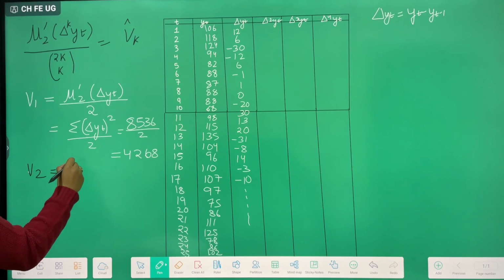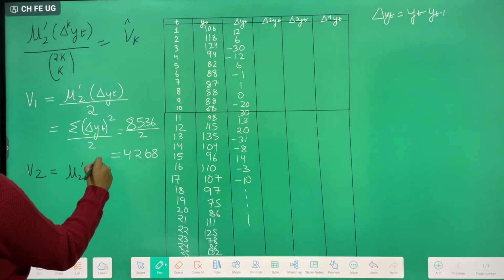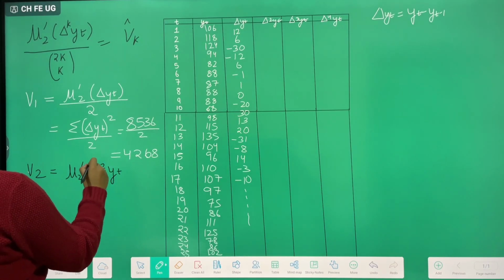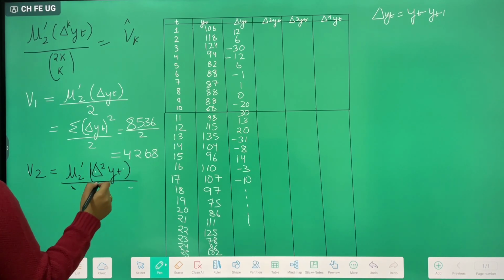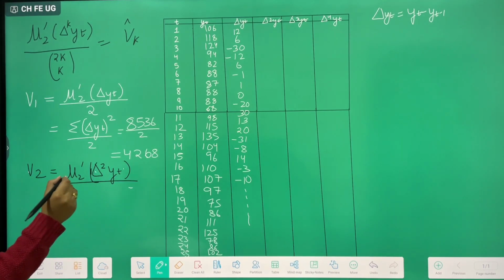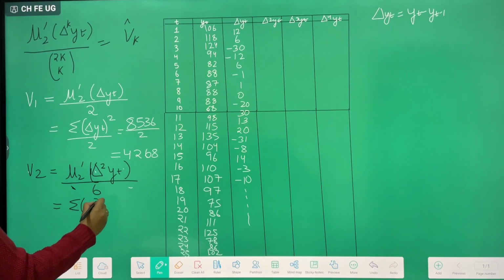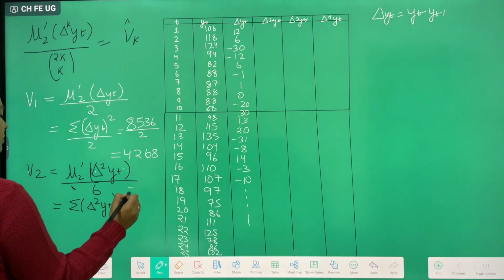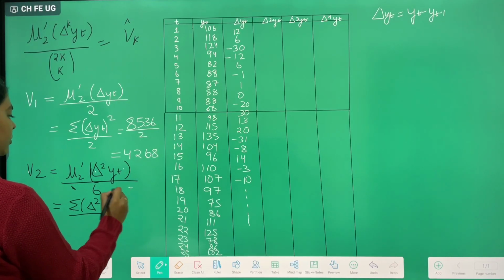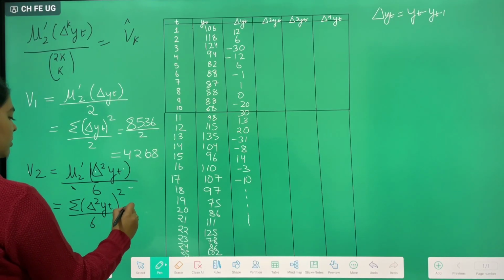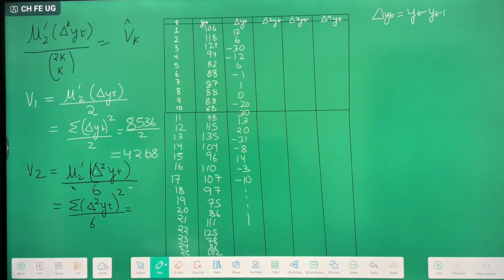And for v2, it is mu 2 dash delta square yt upon 4C2. 4C2 is 6. So this would be nothing but the summation of delta square yt whole square upon 6.